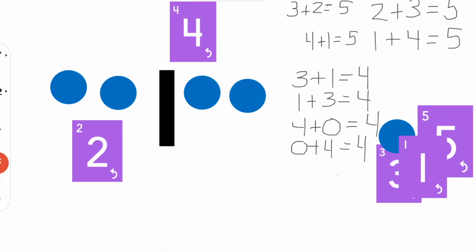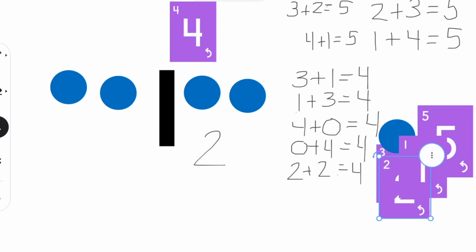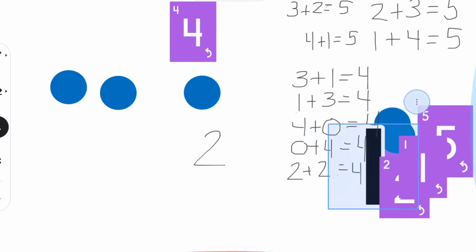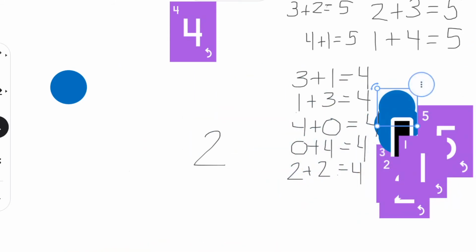Let's count. How many is that? 1, 2 on this side. So I'm just going to write the number 2. So if I have 2 and I add 2 more together, that equals, let's double check by counting, 1, 2, 3, 4. It equals 4. All right, let's see if we can flip it around the other way. I wonder, will that other way also equal 4?